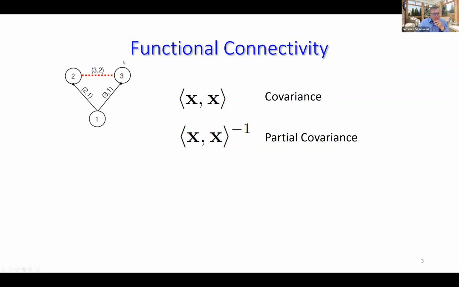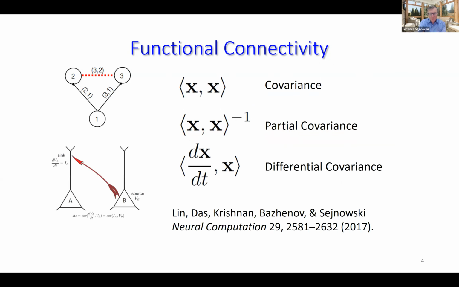But if you are interested in the connectivity, then one way to reduce those confounds is to take the partial covariance, the inverse of the covariance, and that is effective because you're using conditional correlations. Now, a couple of years ago, we introduced yet another statistical measure, which we call differential covariance, where instead of correlating the signals at two areas, you correlate the derivative of the signal with the signal at two areas.